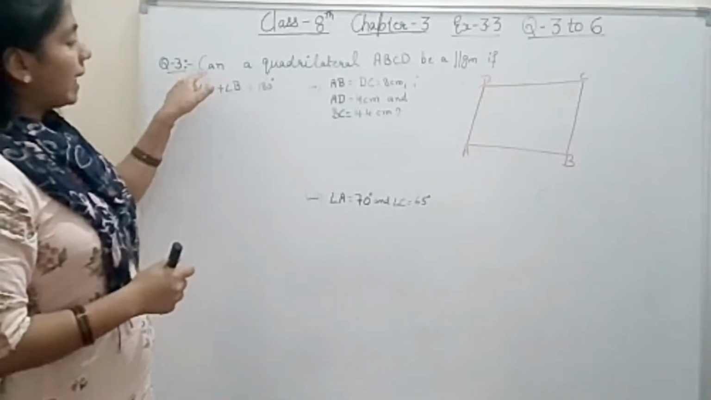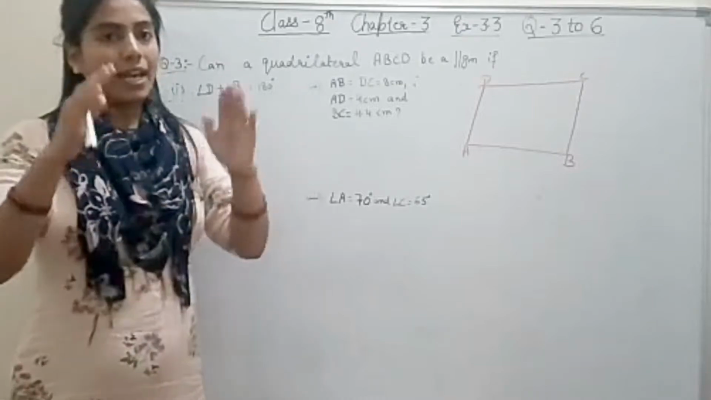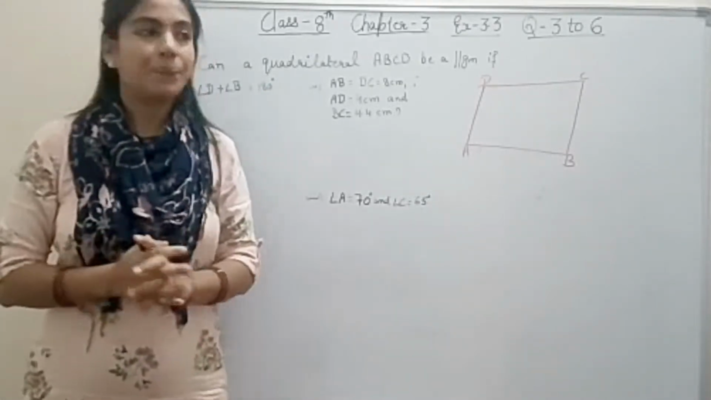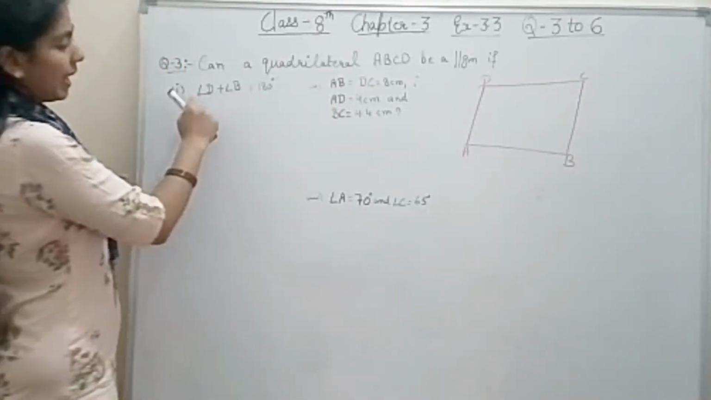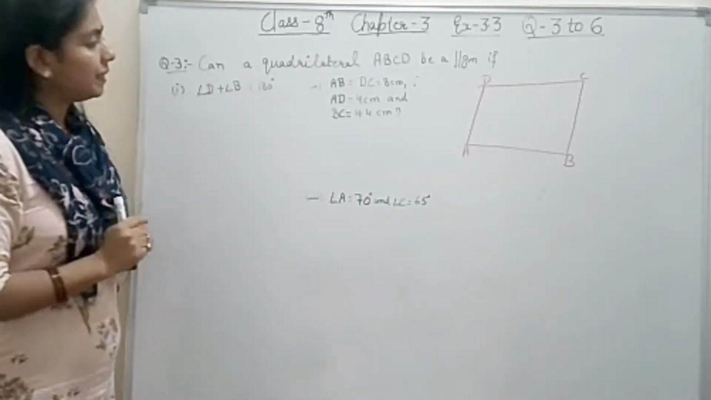Question number 3. Can a quadrilateral ABCD be a parallelogram? If A part, one condition, first condition is there, angle B plus angle D is equal to 180 degree.